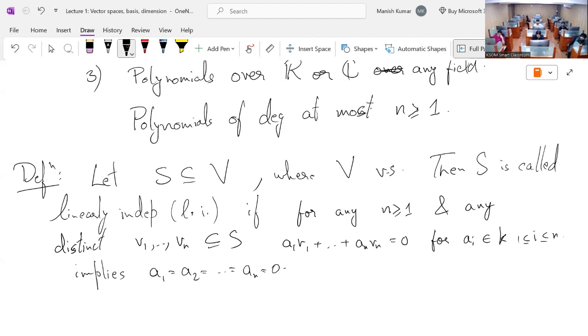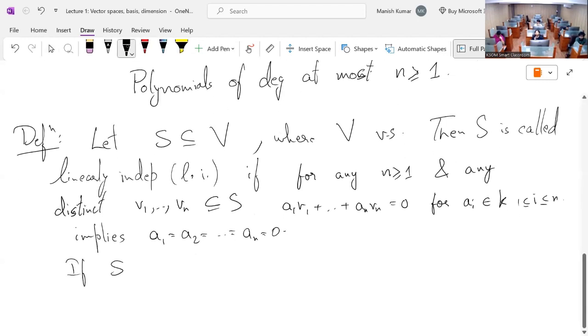So if S is finite, say S is precisely V1 to Vn, then you can just specify that last line: you say it's linearly independent if A1 V1 plus up to An Vn is 0, then the Ais must be 0. But if S is infinite, then this is how you define linear independence. And if a subset of V is not linearly independent, then you say it's linearly dependent.